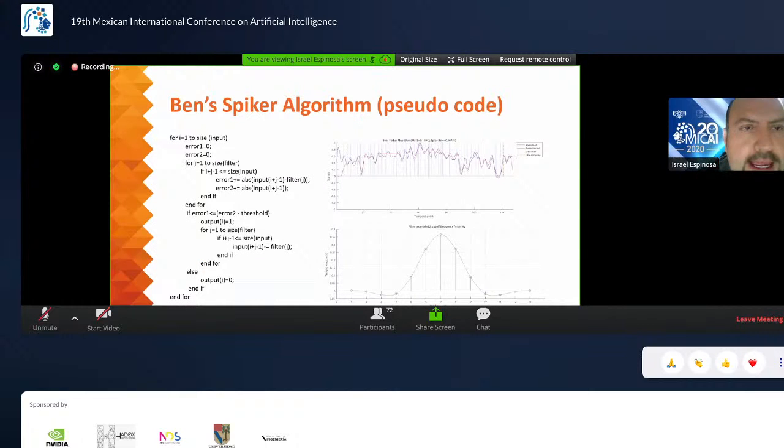This is the pseudocode of the Bens Spiker algorithm. As you can see, it's a very simple algorithm. We just pass the signal through the filter at every time unit. We calculate both errors: error one is the input minus the filter, and error two is just the input. If the condition is met, that error one is less than error two minus the threshold, then we set a spike. Otherwise, we do nothing.